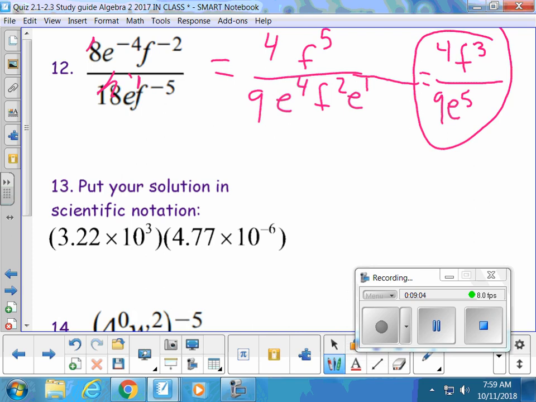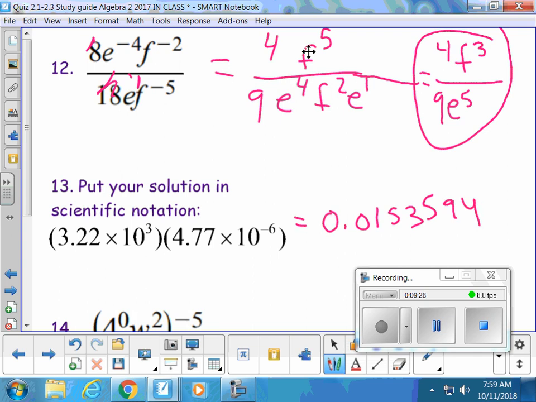All right, 13. I'm just going to type this in exactly as I see it. 3.22 times 10 to the 3rd times 4.77 times 10 to the negative 6. I did not even use parentheses. They're not all that important. This is what I saw on my calculator screen. 0.0153594. Okay, just get every digit.